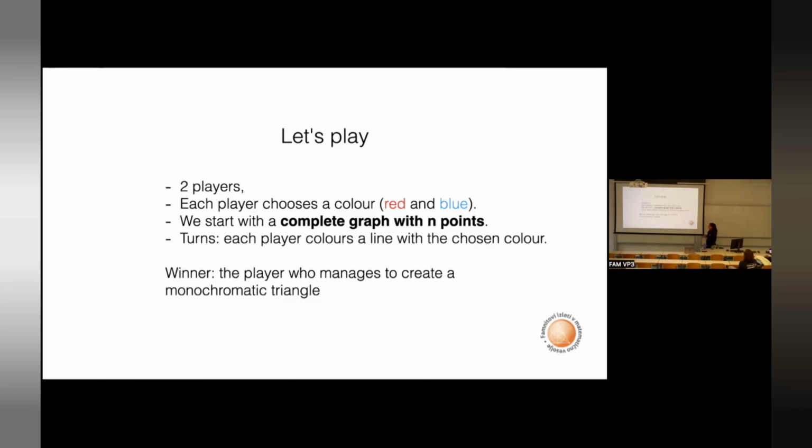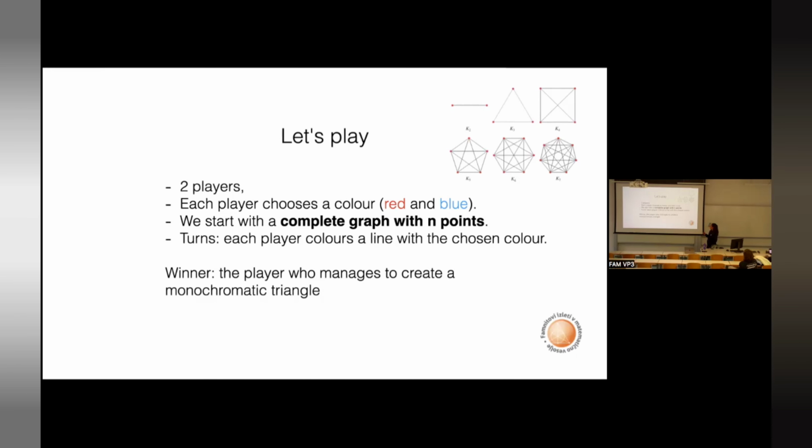So for this game, we will need 2 players. Each one will choose one color. Let's say red and blue, any 2 colors. And then we will start with a complete graph with n points. What is a complete graph? I put here examples from 2 till 7. So a complete graph with n points, let's say here 6 points, it means that I have n points, 6, and all possible lines between them. So I will start with one of these graphs, depending on how many points I want. So I start with one of these, and then how will we play?